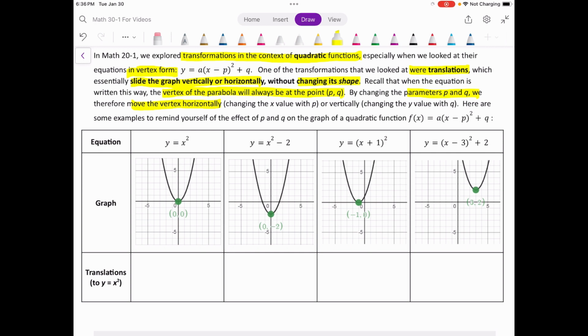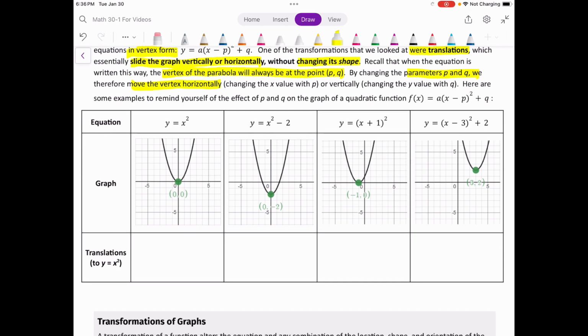So let's run through some quick examples. Go back to Math 20 for a little bit just to remind ourselves of the effect of p and q on the graph of a quadratic function, okay? So if we're dealing with something like f of x equals a times x minus p all squared plus q, what are we looking at, and what will we see?